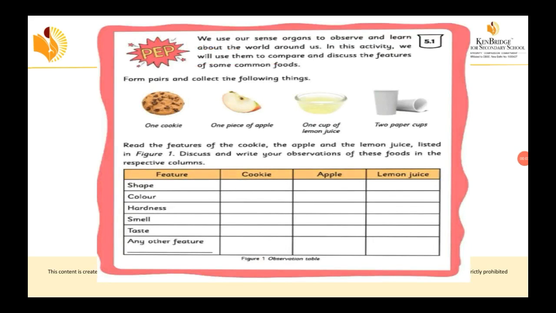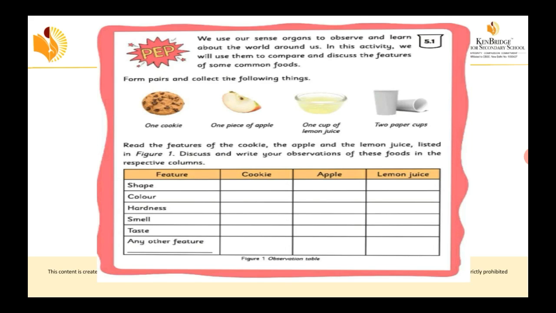PEP activity 5.1. We use our sense organs to observe and learn about the world around us. In this activity, we will use them to compare and discuss the features of some common foods. So they have given some common foods. You should discuss among the shape, color, hardness and smell.